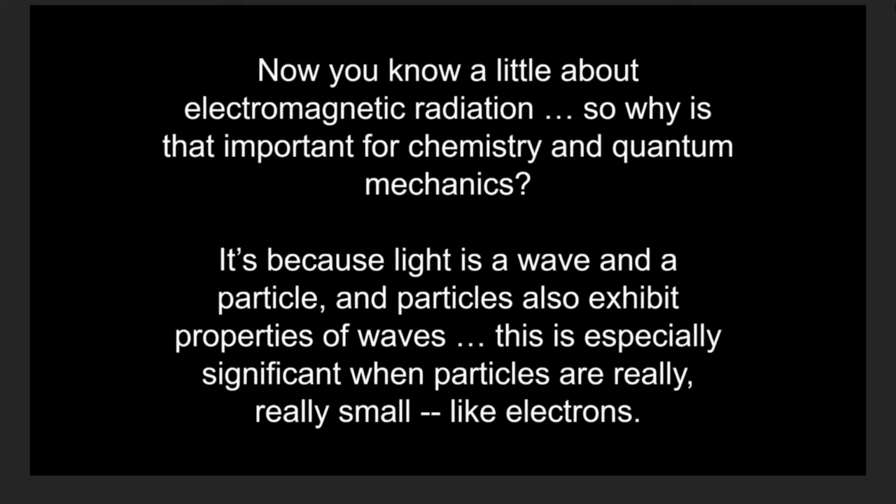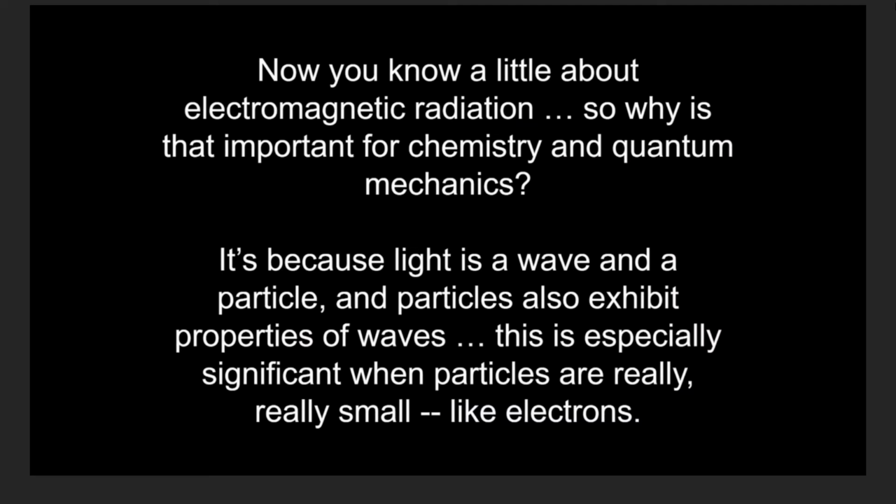Okay, so now you know a little bit about electromagnetic radiation. So why is it important for chemistry and quantum mechanics? It's because light is a wave and a particle, and particles also exhibit properties of waves. This is especially significant when particles are really, really small, like electrons. Even big objects have a wavelength associated with them, but we don't notice that because it's so massive. But if you're looking at an electron, the wavelength is on par with the size of the electron itself.